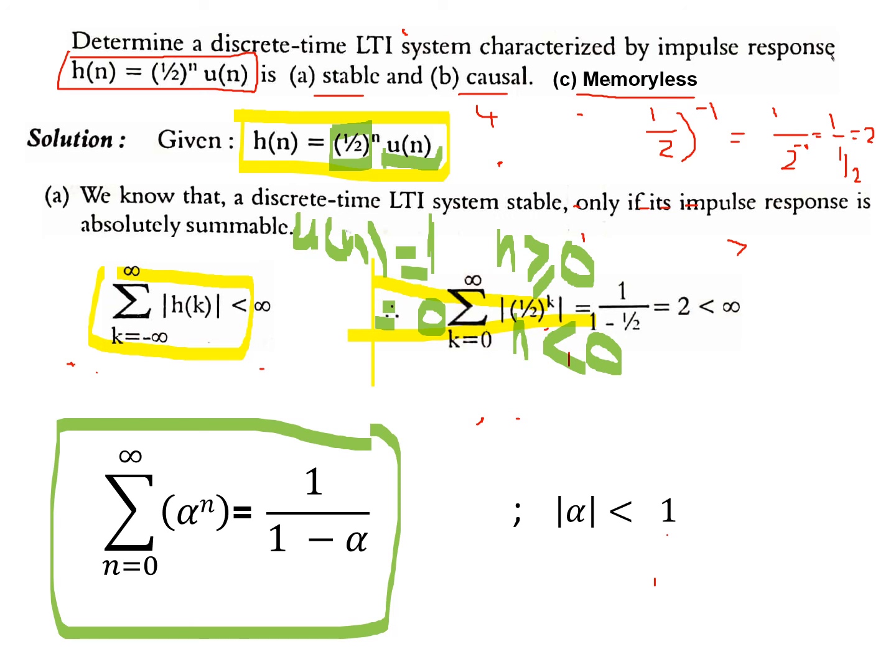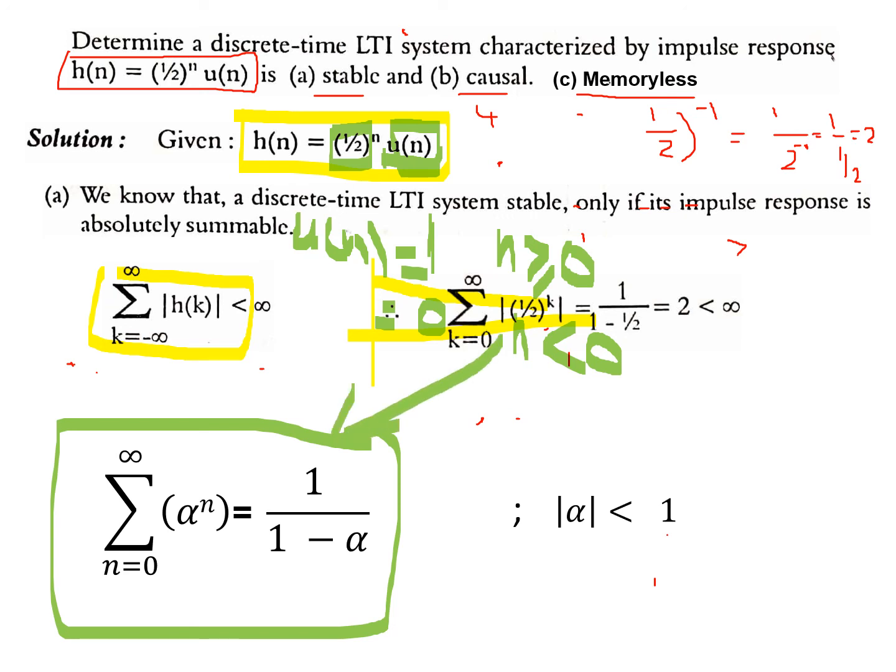Why? Because for 0 to infinity only u of n is 1. For less than 0, u of n is 0. Therefore, I am taking only limit 0 to infinity. Actual limit is minus infinity to plus infinity. The limit becomes 0 to infinity because in the given system, it is only one-sided. For all the values less than 0, h of n is 0. Therefore, 0 to infinity. That means I have to apply this formula.